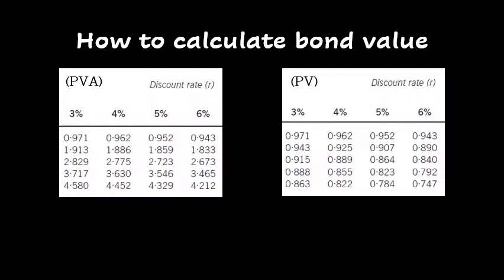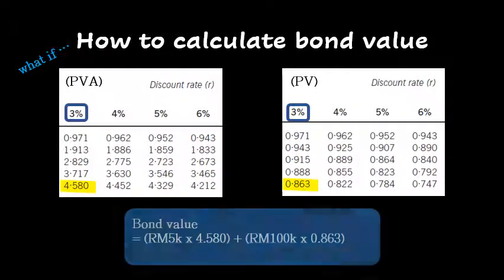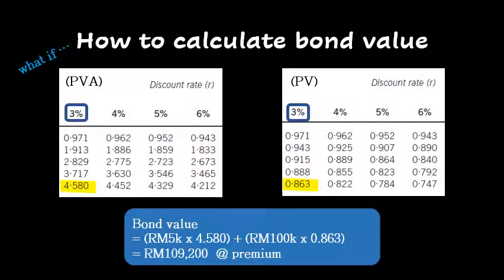Now what if the effective interest changed to 3% and the bond compounded annually? We use the factor at 3% and period 5 for both present value annuity and present value. So we have present value annuity factor of 4.58 and present value factor of 0.863. That gives us the bond value of 109,200, which is at premium.